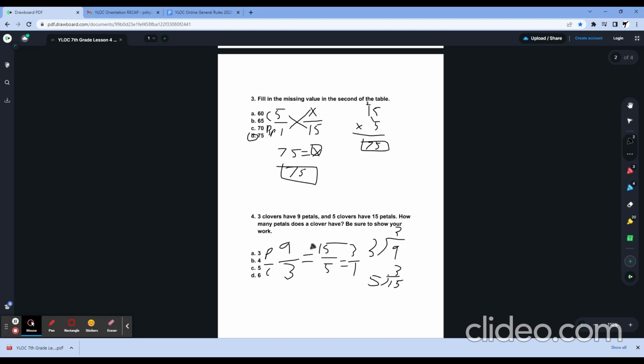These ratios are proportional again, so they should simplify to the same value. 3 goes into 9 3 times, 1 dividing, and 5 goes into 15 3 times, 1 dividing. So both of these ratios will equal 3 over 1. So 3 petals for 1 clover. So we can circle A.